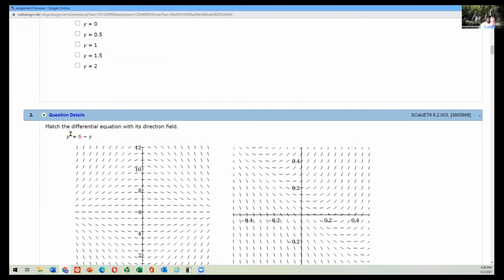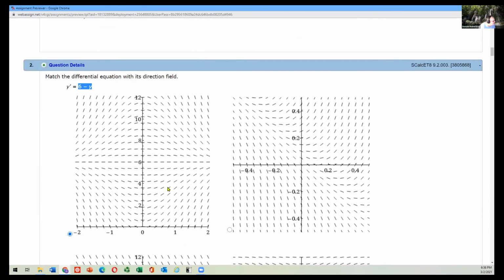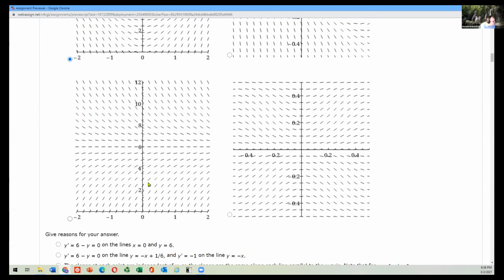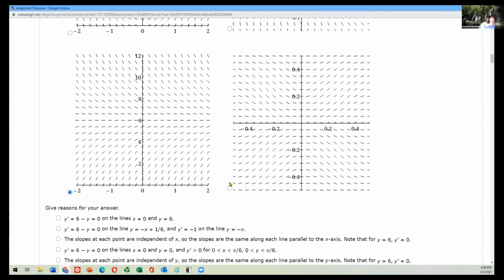Now what else can I tell? If the y coordinate is less than 6, won't this be a positive number? So anything below 6 has to be pointing upwards. So let's see which one of these two match. If you take any of these points, they're pointing upwards here, but aren't they pointing downwards here? So that one's no good. Anything underneath 6, isn't every single guy pointing upwards? So we figured it out. That guy is him.